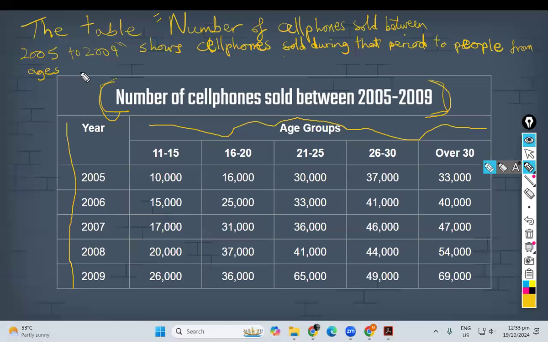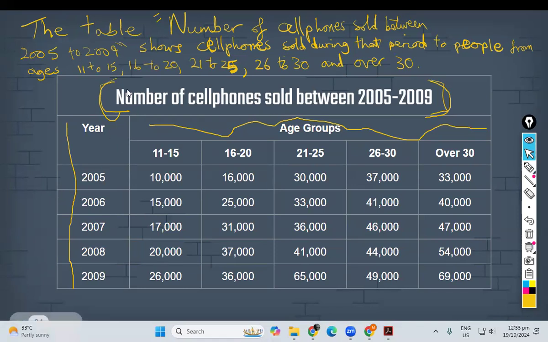So people from ages 11 to 15, 16 to 20, 21 to 25. I just prefer the TO to the dash. 26 to 30 and over 30. Right? So what is the title? The opening sentence done? It's given the title of the graphic. It's shown the years that the graphic is going to cover and your report is going to cover, and then it says the age groups.